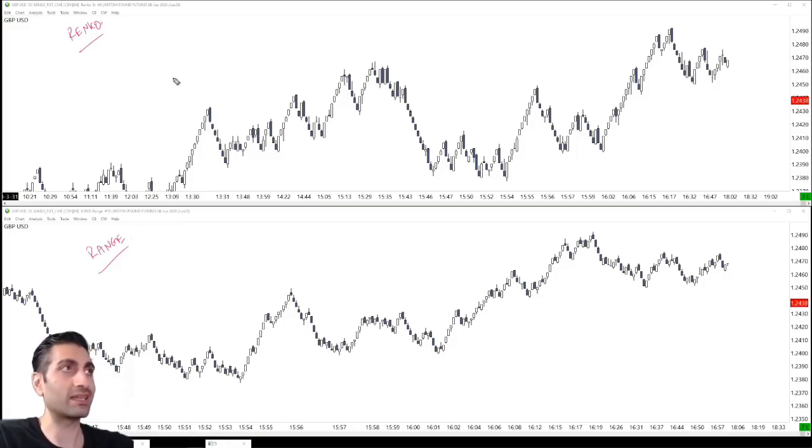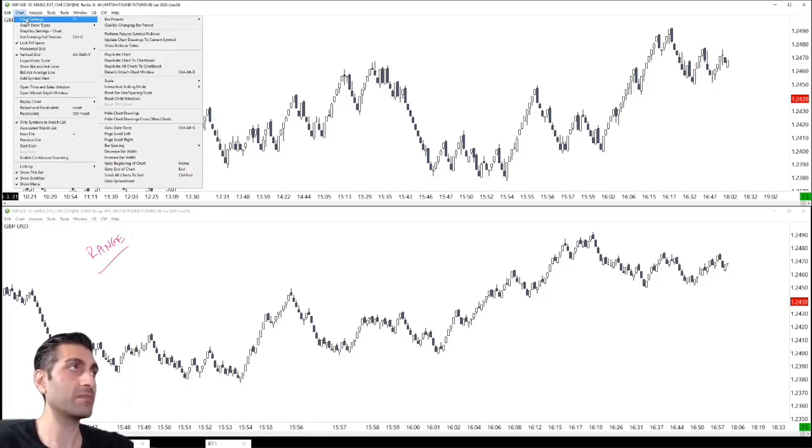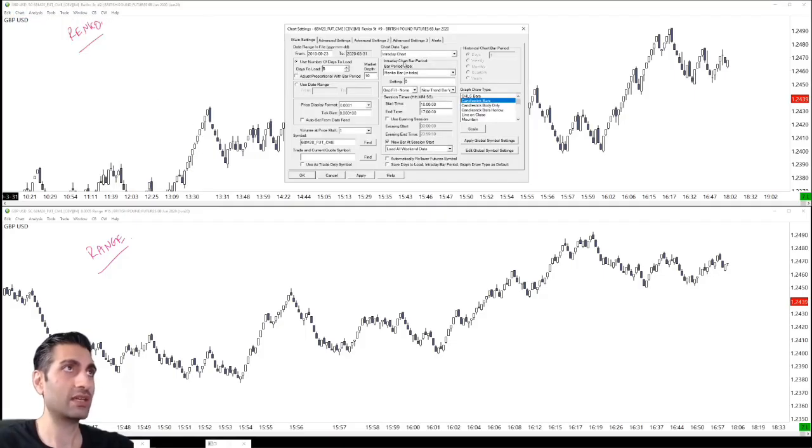Guys, not complicated. I'll show you exactly how, and again, try this for yourself to prove it to yourself, but we're going to do it together anyway. So again, chart settings. Can you see bar period type? Renko bar. So I've clicked on Renko.